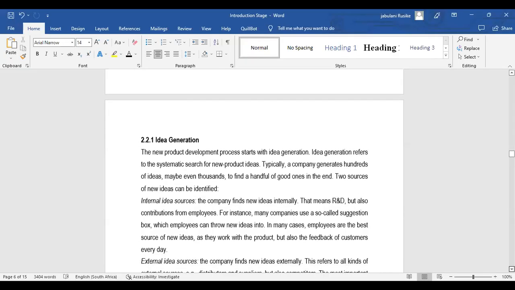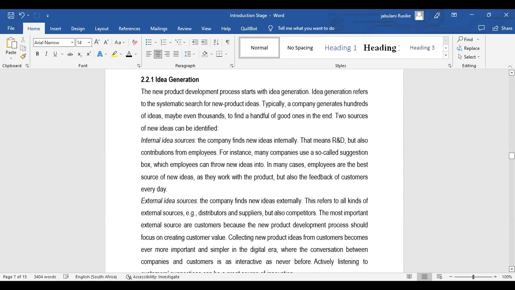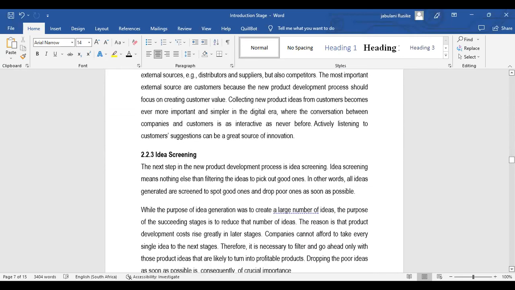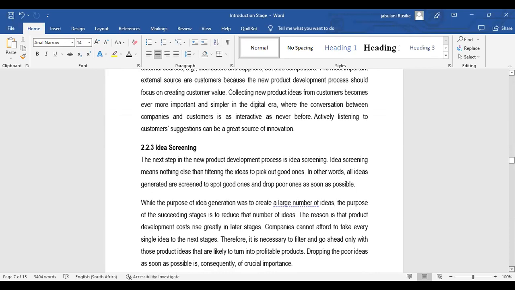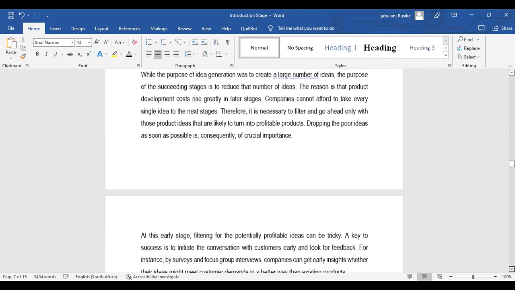Right. So we've spoken about idea generation, which is the systematic search for new product ideas. Now we come to the next stage, which is idea screening. At this stage, not all the ideas that you get from idea generation are effective. Some of them are poor. They cannot be used. So at this stage you are trying to screen those ideas so that you come up with better ideas.